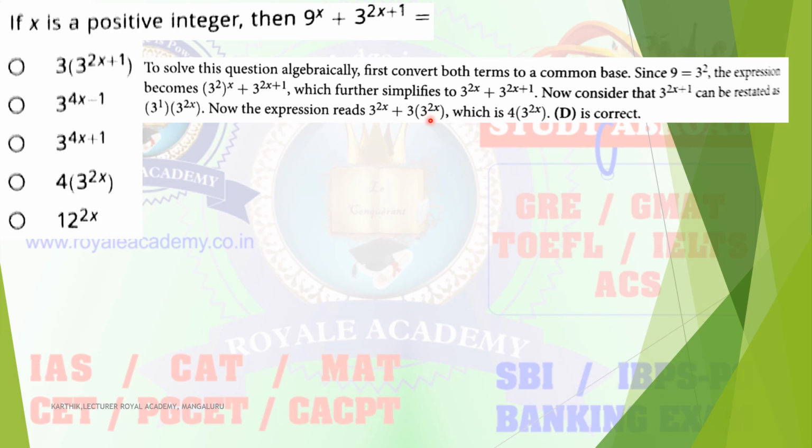So how to simplify? Take 3 to the power of 2x common, so then what is the remaining term? I will take 3 to the power of 2x common, then 1 plus, here 3 is there. So what happens? 4 into 3 to the power of 2x. So 4 into 3 to the power of 2x, that option D is correct. Option D is correct.